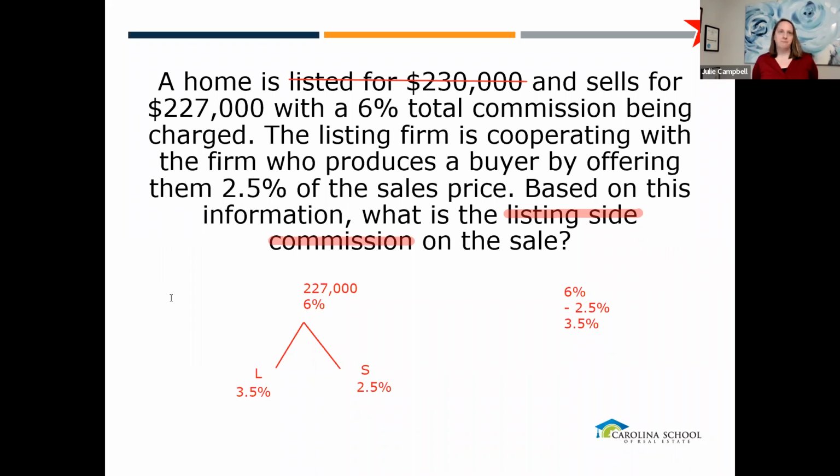These commission math problems is where they really start. You've got to pay attention. Absolutely.